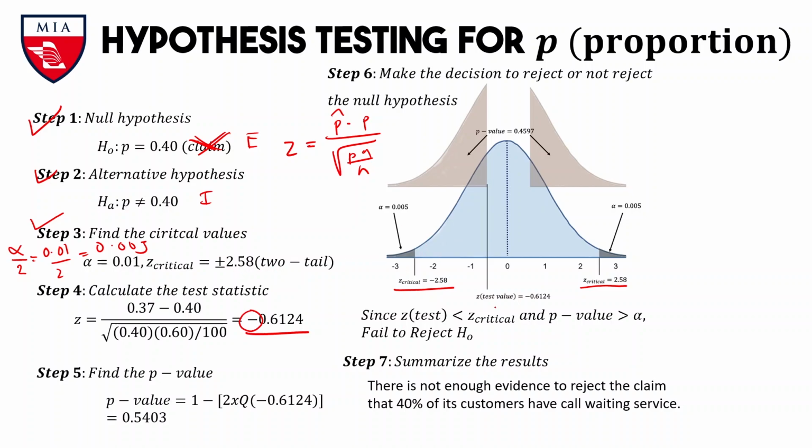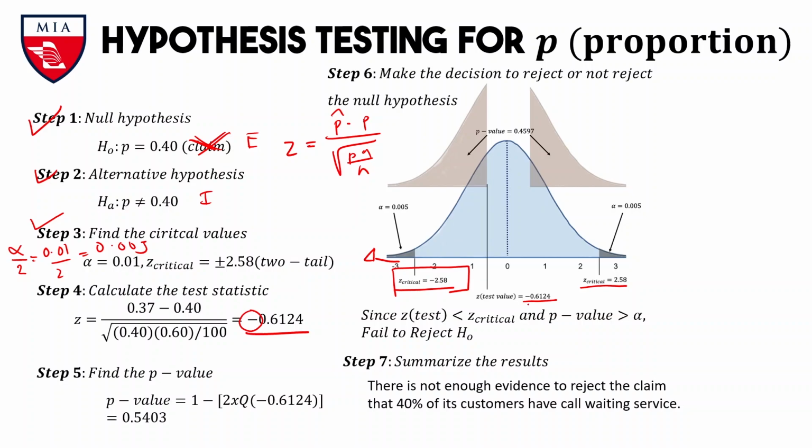So what is the value of our test statistic? We have negative 0.6124, and the value of our z critical is negative 2.58. Like I said earlier, in terms of negative values, the value that is closer to 0 is the bigger, or larger, value. So in our case, our critical region starts from negative 2.58 onwards to negative infinity. And the value of our z-test is negative 0.6124.